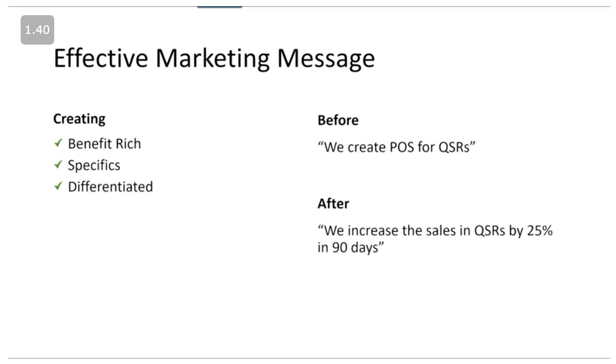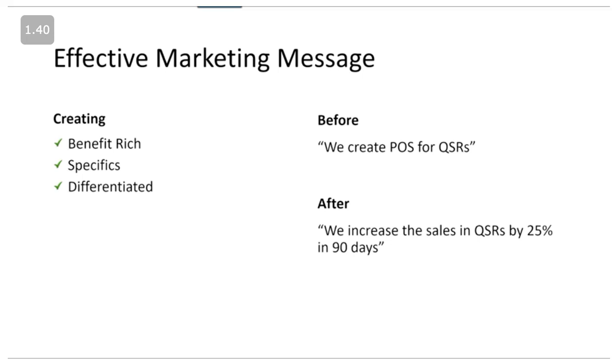So let me introduce you to Max, who has sales software and supplies quick service restaurants, the likes of McDonald's, Burger King, etc. He used to say his customer value statement, or his marketing message, was, we create point of sale for QSRs. Now, if you're in the QSR industry, the quick service restaurant industry, you know what QSR stands for, and you also know what point of sale is. You can get away with some abbreviations, if you like, or acronyms. After we worked on the message, this is what we came up with: we increase the sales in QSRs by 25% in 90 days. Now, can you see how the specificity has increased desirability? It's also differentiated.